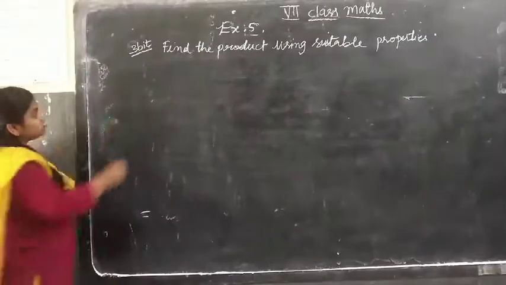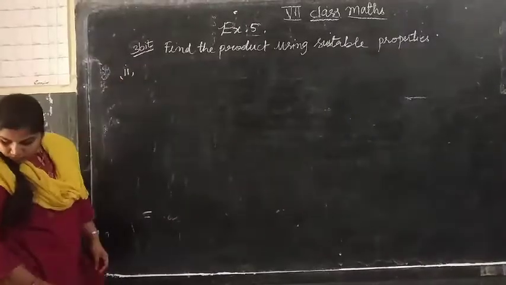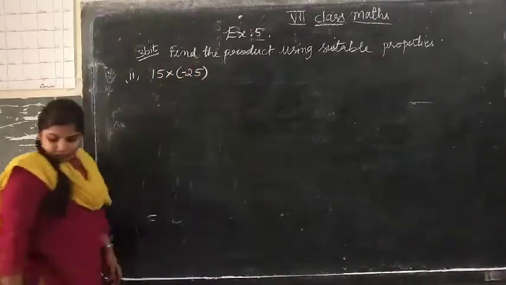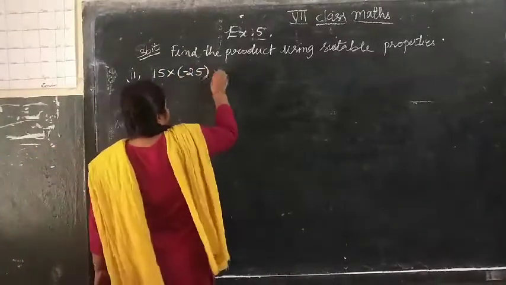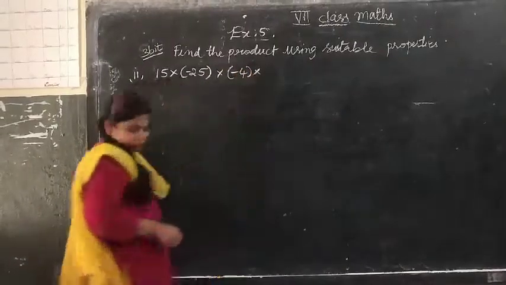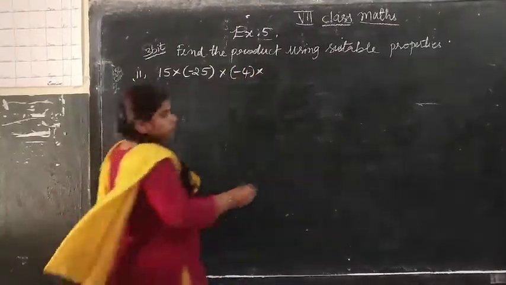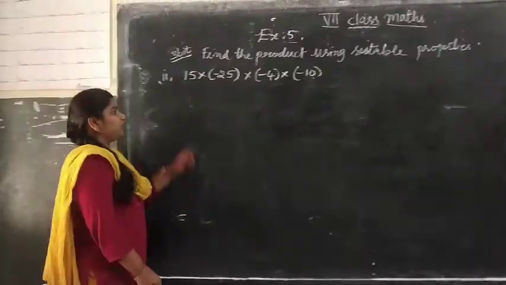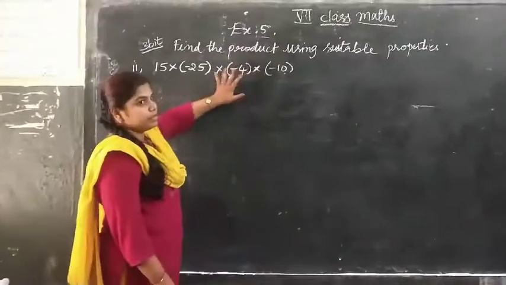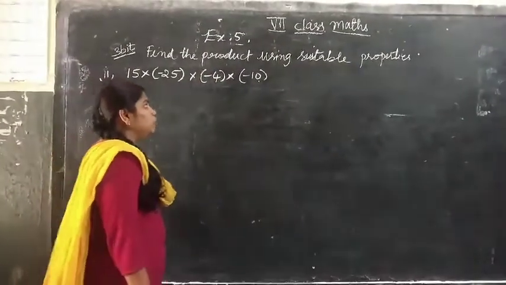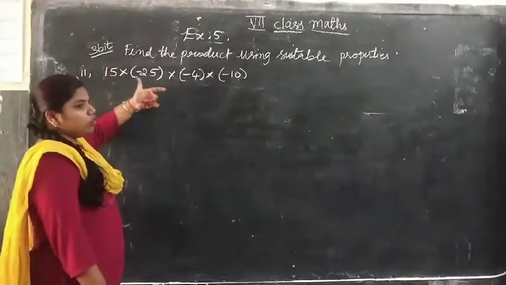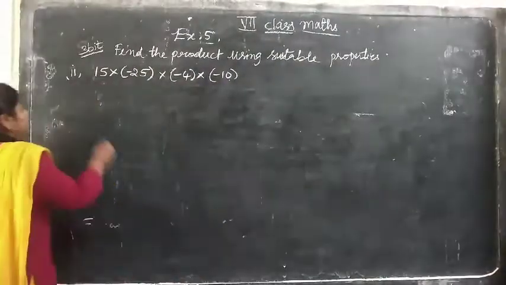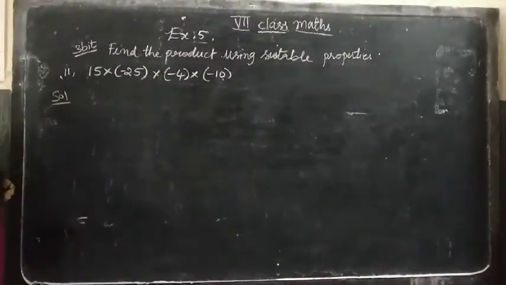Next is 15 into minus 25 into minus 4 into minus 10. So this is in the form of which property? That is closure property under multiplication. What is closure property? Closure property means if you are multiplying two or more integers, again the result should be an integer. So which property are we using here? We are using closure property.